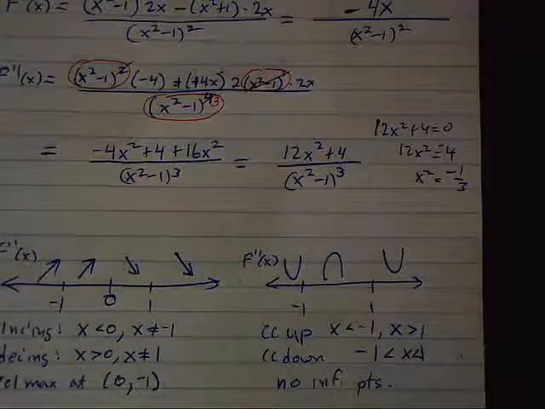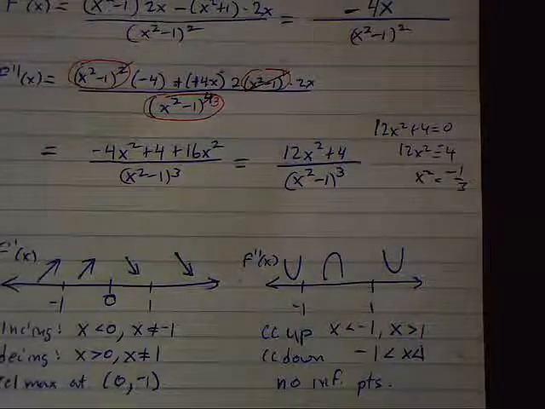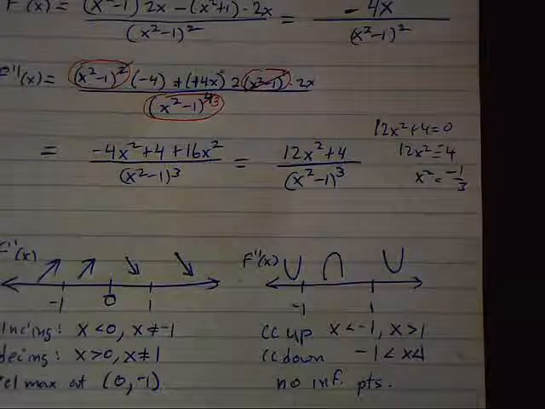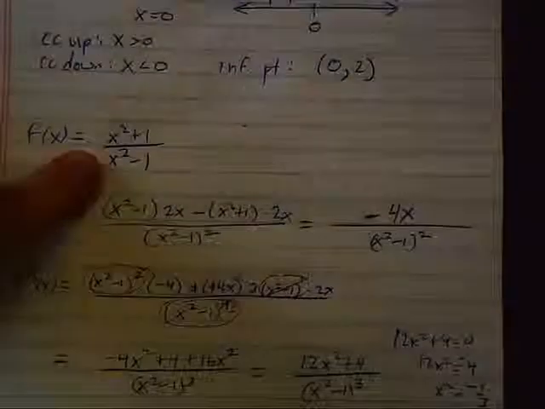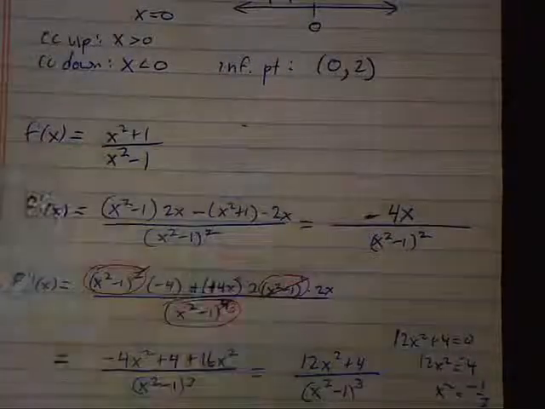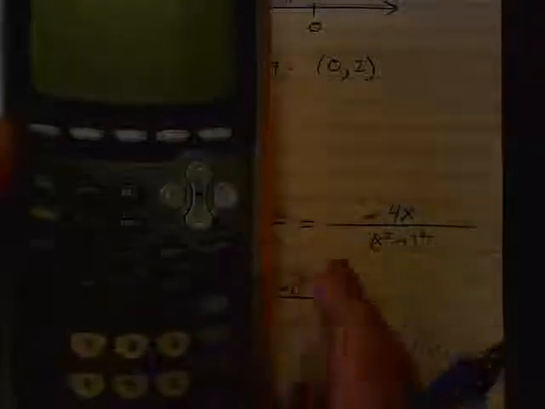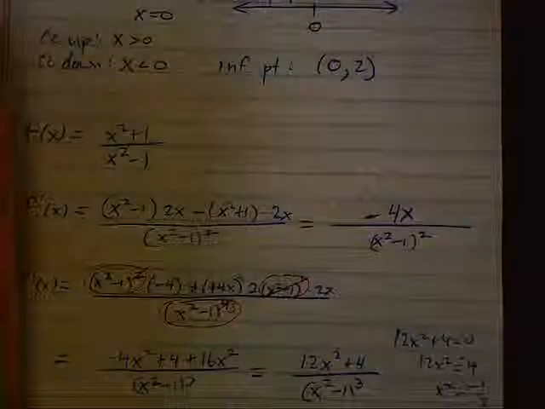Questions on that one? There is actually inflection points, just not in the domain. Well, what's happening at 1 and negative 1 on this problem? There are asymptotes. So no, there really aren't inflection points. The concavity changes, but it's not an inflection point because it's not a point on the graph.